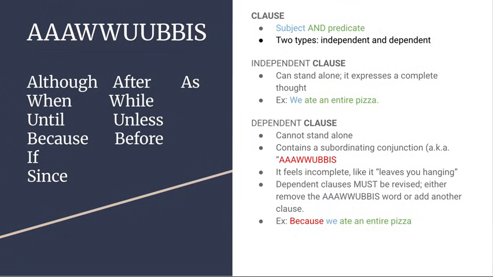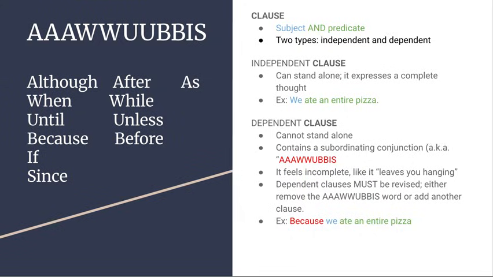Independent clauses, like independent, like you can be by yourself, can stand alone. And they can stand alone because they express a complete thought. I have the example there for you. We ate an entire pizza. We is our subject. Ate is our simple predicate, and ate an entire pizza is our complete predicate. So in that case, you have an entire sentence. It is complete. It can stand by itself. Therefore, it is an independent clause.